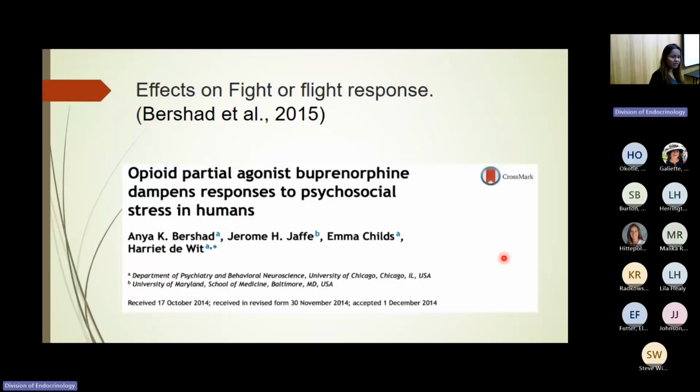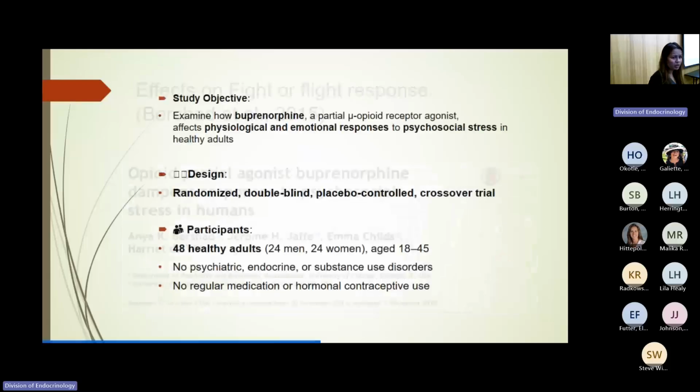This is another paper that I found, from 2015. Bershad et al. Their group published a few papers based on this data. This one is on how the opioid partial agonist buprenorphine dampens response to psychosocial stress in humans. Their objective was to examine how buprenorphine, a partial mu receptor agonist, affects the physiological and emotional response to psychosocial stress in healthy adults. This was a very small study, a randomized, double-blind, placebo-controlled crossover trial. They recruited 48 healthy adults with no psychiatric, endocrine, or substance use disorder history. They were on no regular medication, no hormonal contraceptive, and were told not to take alcohol for the last 48 hours before coming into the study.